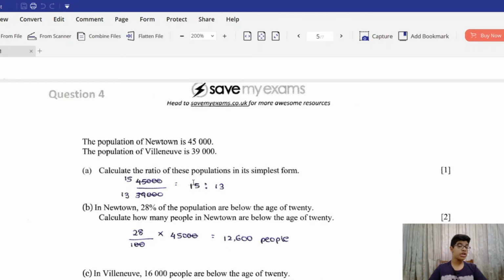The ratio is basically a fraction. So we're just going to take 45,000 over 39,000 and simplify it. Basically, put it in your calculator. Your calculator will simplify to 15 over 13. Now just put 15 colon 13, basically ratio 15 to 13. That's how you write the ratio.